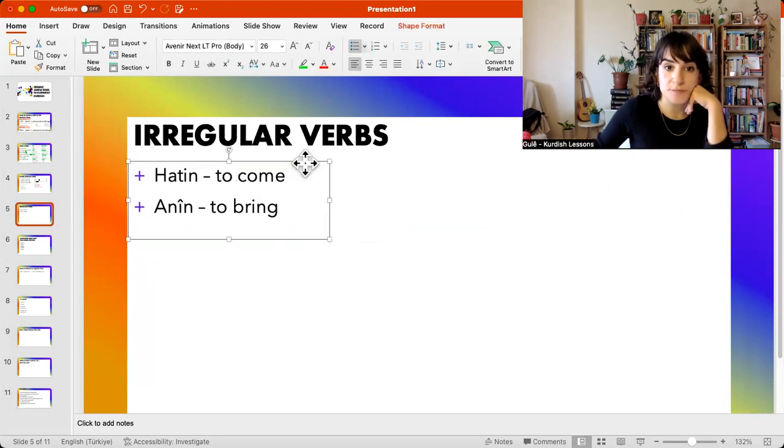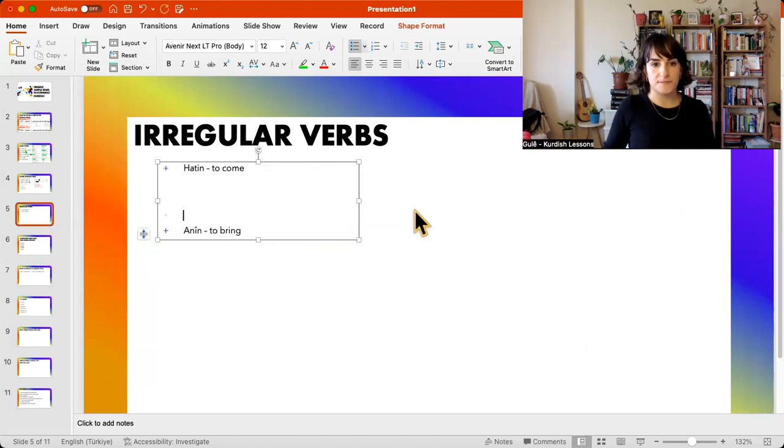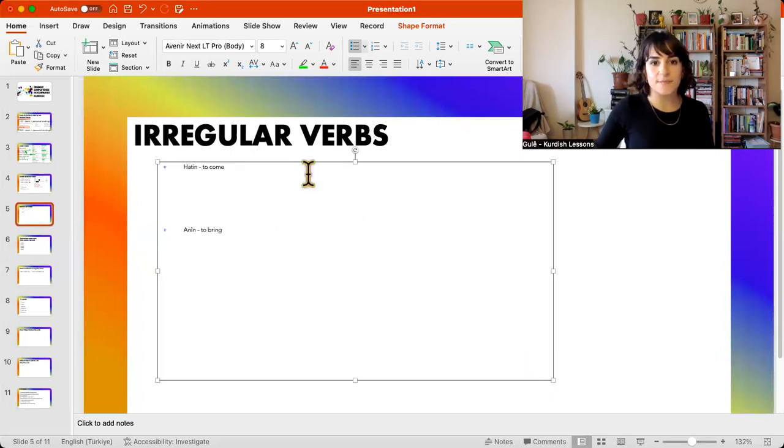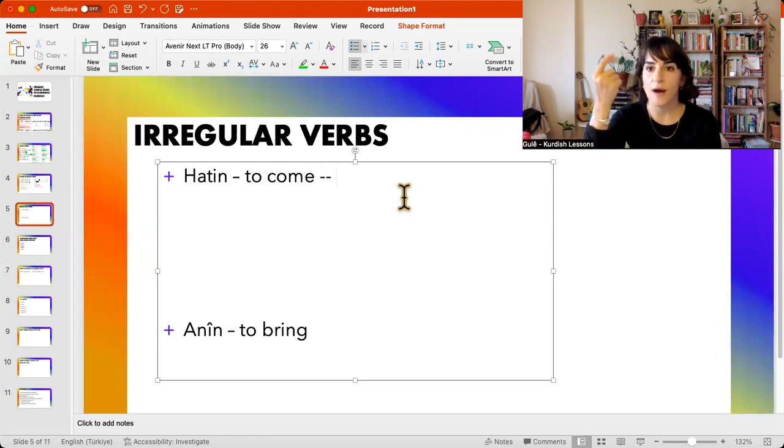I am sure you have heard hatten before. Right? Yeah, you have heard it. So hatten is to come, okay? And it's an interesting verb because the stem is only a letter, and this letter is a vowel. Irregular. So in Kurmanji, like in French, vowels are always problematic.